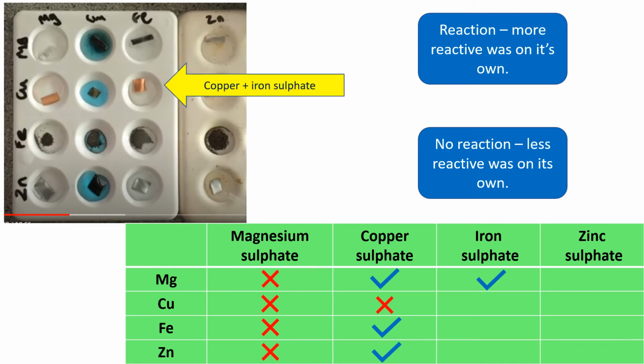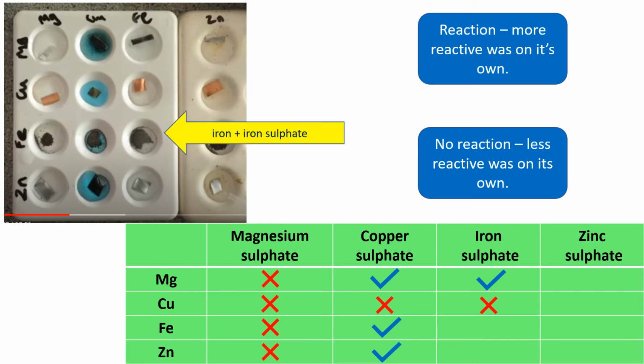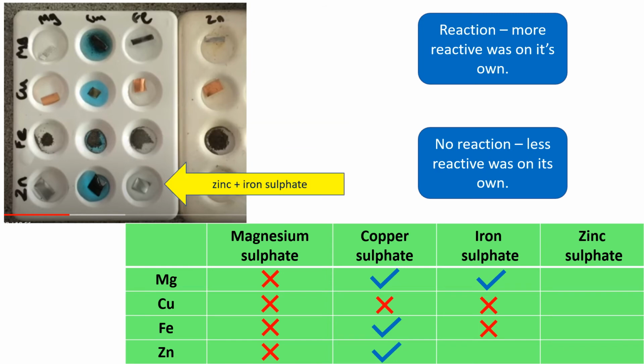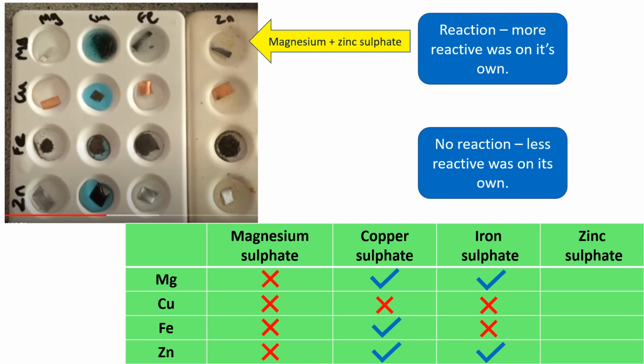This one, copper plus iron sulfate. I can't see anything there. Iron plus iron sulfate, well, they're the same, so that's not going to work. And zinc plus iron sulfate, it's really hard to tell, but there should be a couple of bubbles there. There is a reaction. And finally then, this one here, magnesium plus zinc sulfate. There is some bubbling. You can kind of see some specks in there.